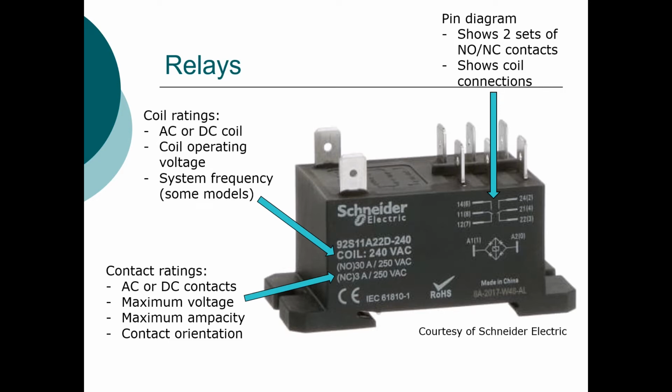The other thing we can see on this one is a pin diagram. The pin diagram is related to the pins on the top of the relay, and it can tell us where is the common terminal, where are my normally open and normally closed contacts, and also where do I hook up my wires for my coil.